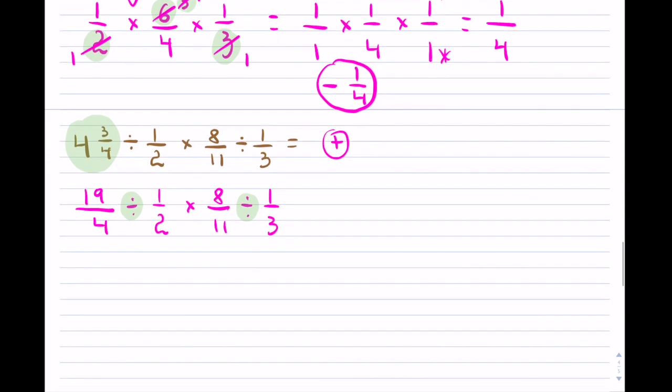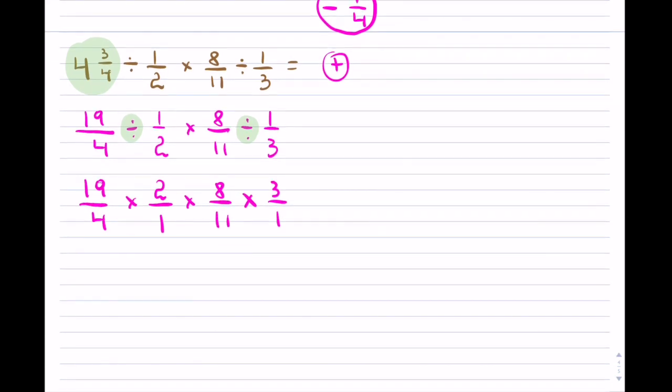Okay, so I will take 19 over 4, division changes, I have to take the reciprocal. Now next, okay, this is a multiplication, that one stays the same. Oh, division, change to multiplication, take the reciprocal. And now all I have remaining is just multiplications.